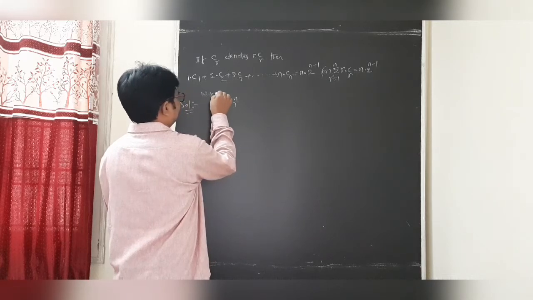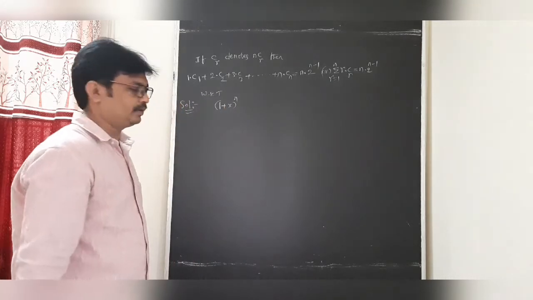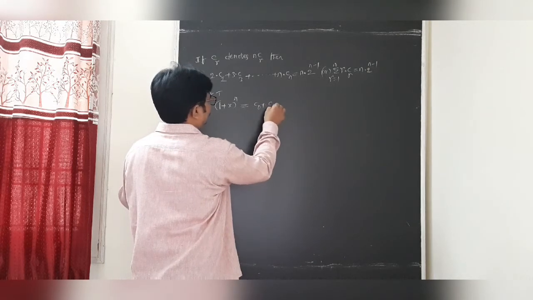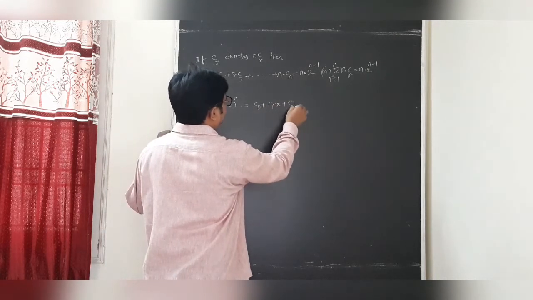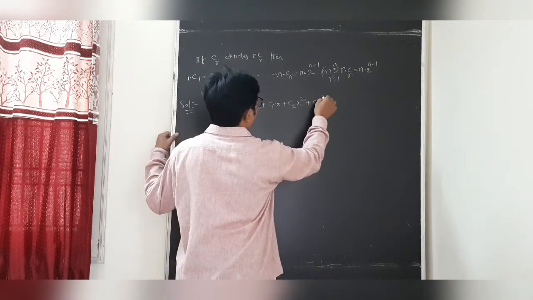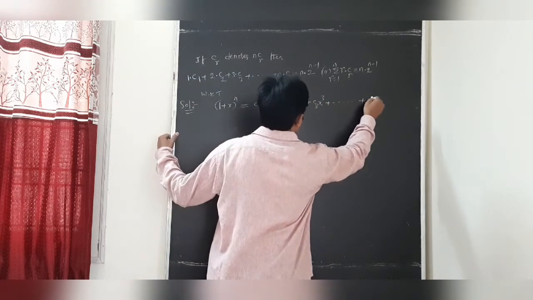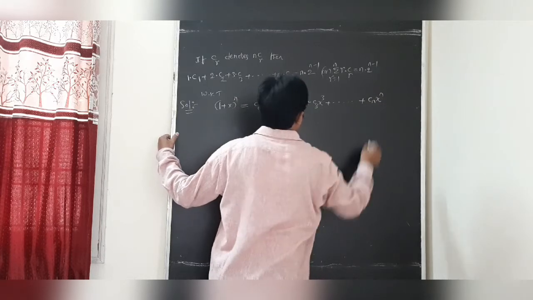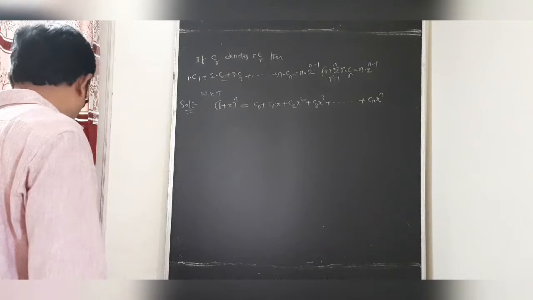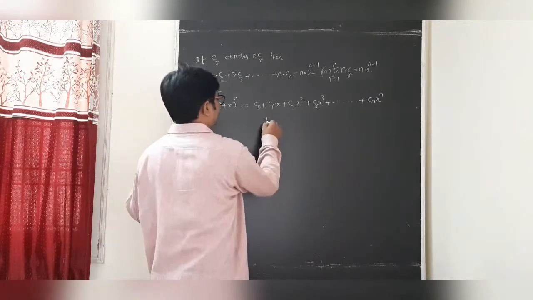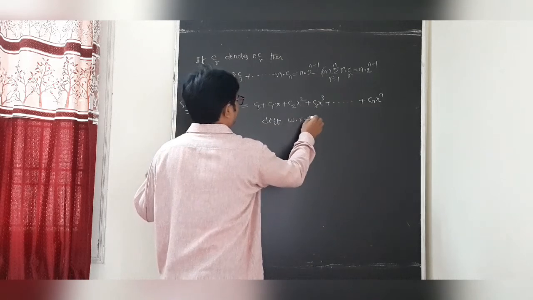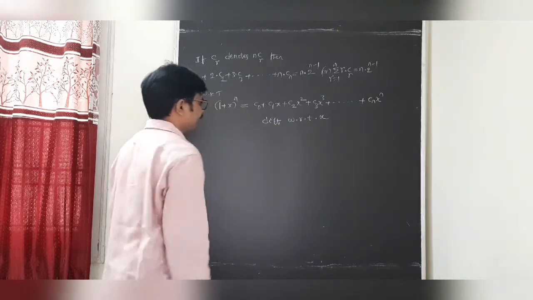We know that the standard binomial expansion is 1 plus x whole power n. This is what students? C0, C1x, C2x square, C3x cube, and so on, Cn x power n. Now students, differentiating with respect to x on both sides.